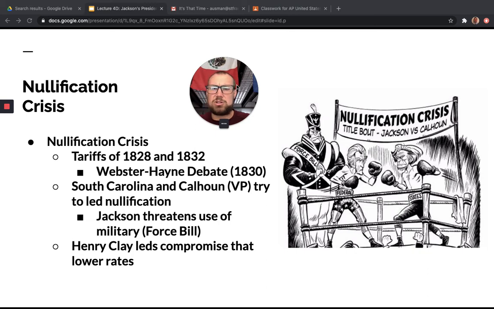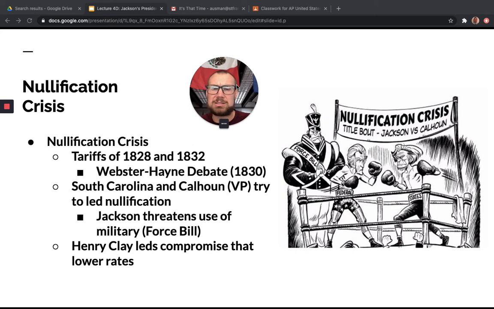The next huge issue is the Nullification Crisis, and this was based on tariffs. The tariff of 1828 would become known as the Tariff of Abomination, and then the one after that in 1832 would be likewise. But this comes back to this idea of nullification. States can nullify laws they deem unconstitutional. The champion of this at this time was John C. Calhoun, which ironically was Andrew Jackson's vice president his first term.